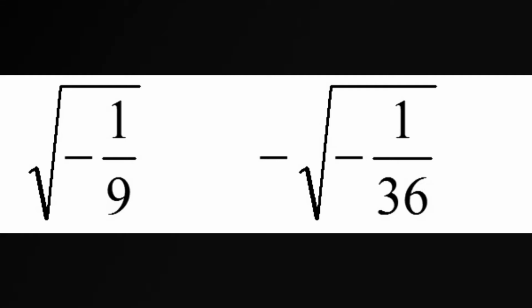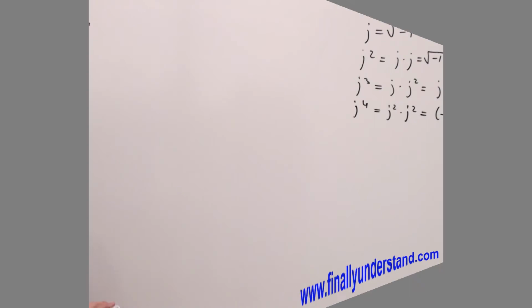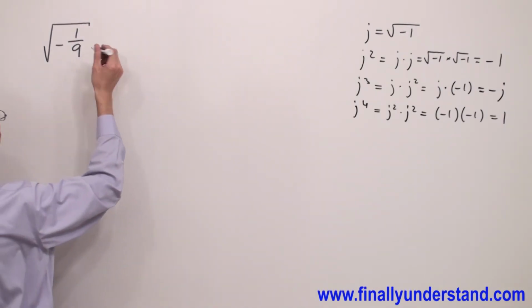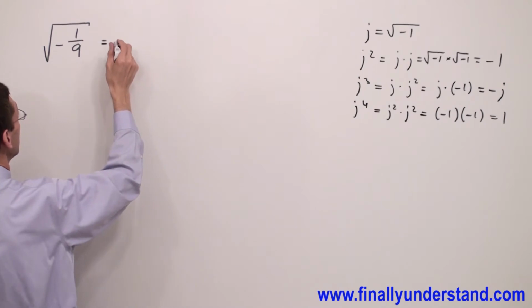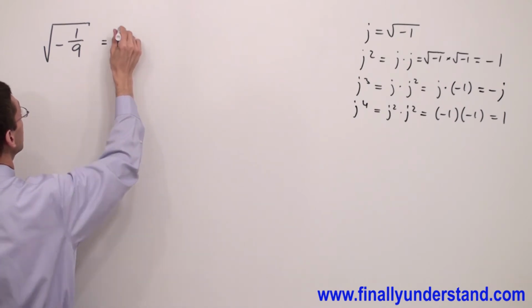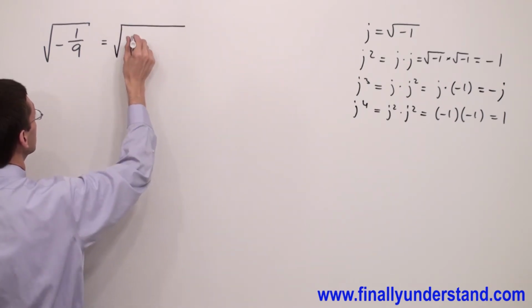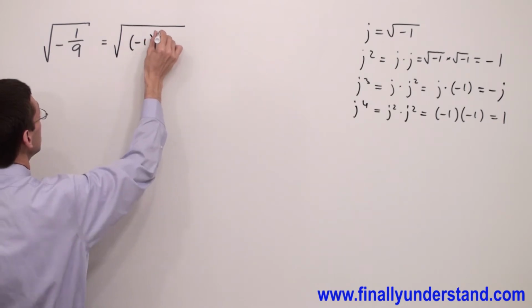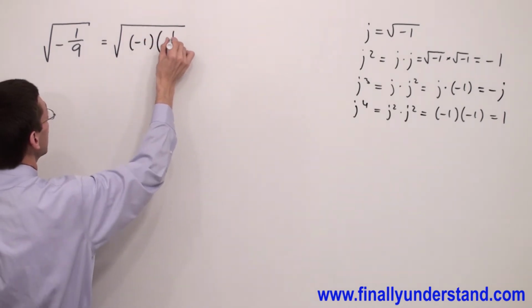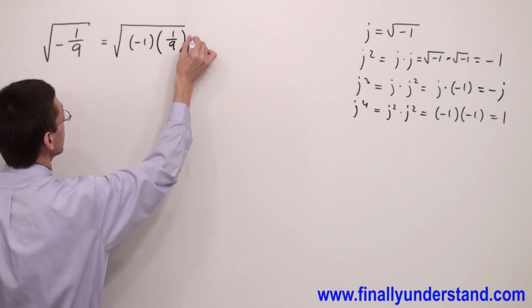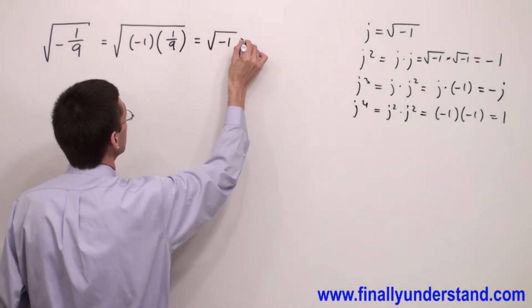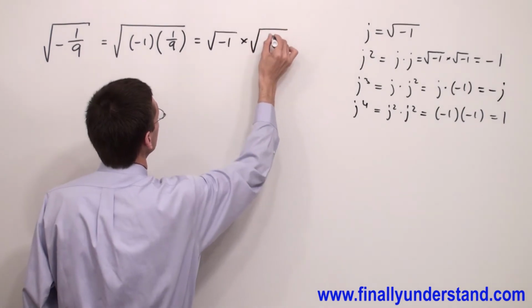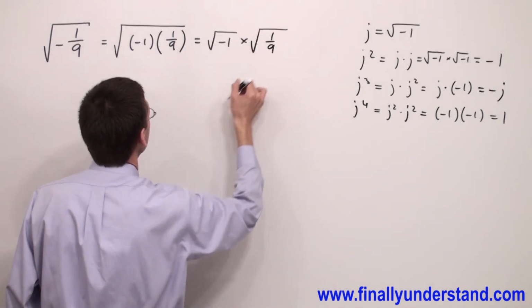Let's take a look at this example. This time we're supposed to find the square root of negative 1/9. So what are we supposed to do first? We're supposed to use the properties of radicals and rewrite this as negative 1 times 1/9, which equals the square root of negative 1 times the square root of 1/9.